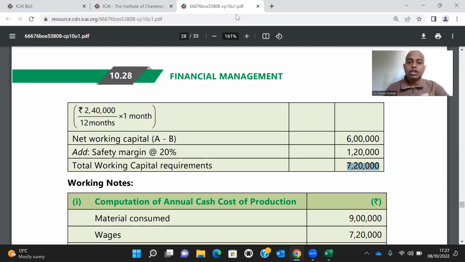So guys, do you understand this question? All of you? So with this, can I say calculation of working capital based on operating cycle is over? Calculation of working capital based on total approach is over? Calculation of working capital based on cash cost approach is over? Isn't it?